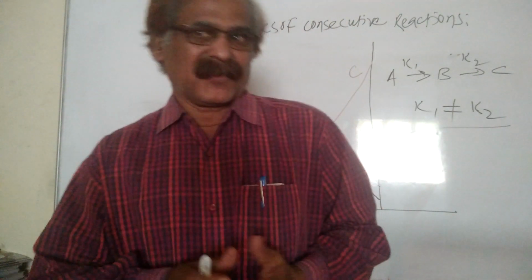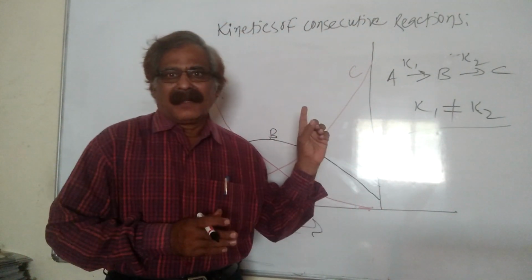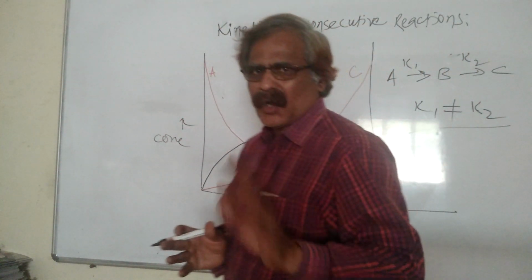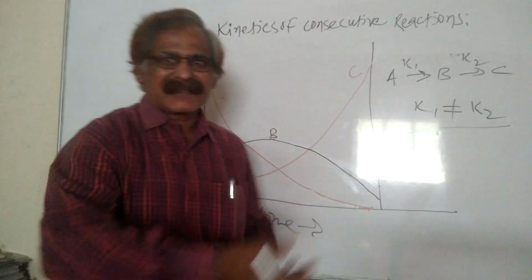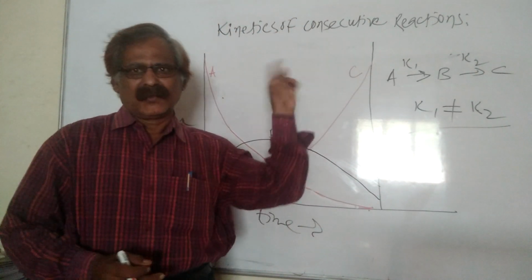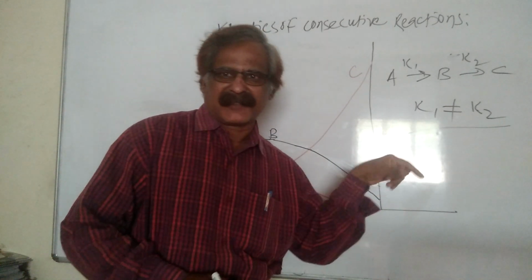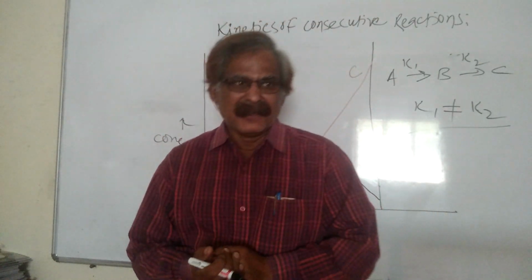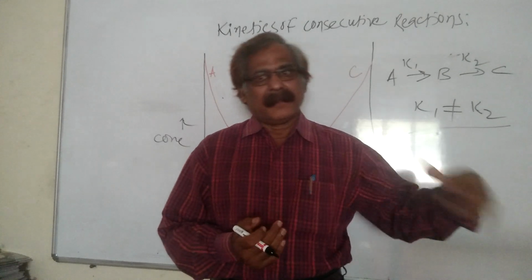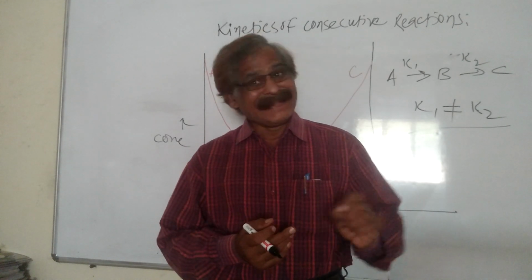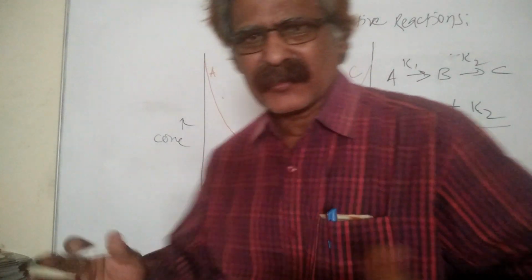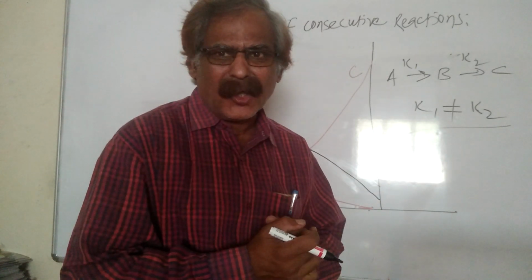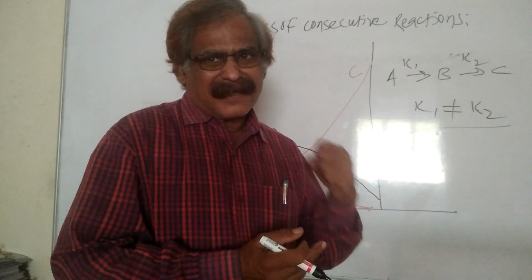The examples of consecutive reactions we have seen. Thermal decomposition of acetone is a consecutive reaction. Thermal decomposition of acetone occurs in two consecutive steps, two successive steps. We have seen with the help of those two reactions taking place in two different steps. We have also seen one more example, and that example is hydrolysis of diethyl succinate.